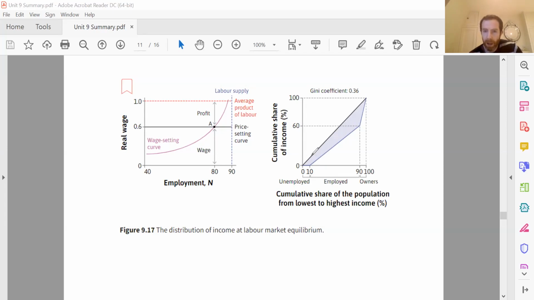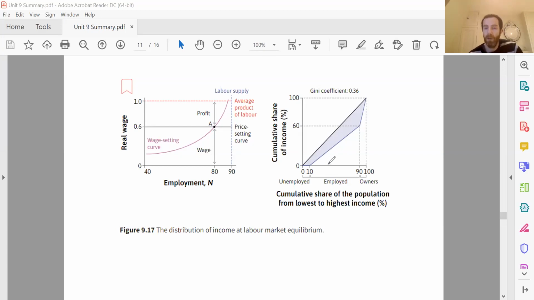So you can see we've got our black line here representing the perfect equality line. And then on the x-axis, we see the first 10 people, they're unemployed, and so they have no income, right? That 10 is coming from this gap here between the 80 and the 90. Then we have the 10th to the 90th person. Those are the people who are employed in the labor market.